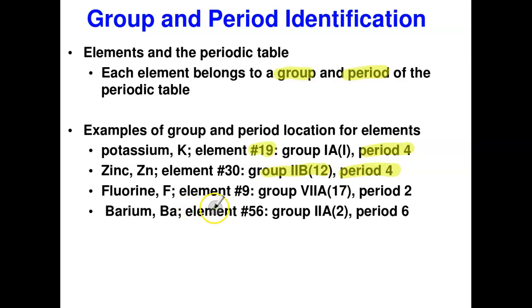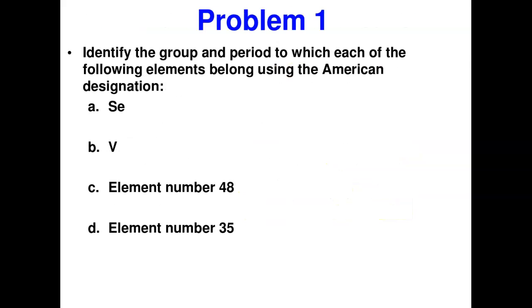Again, fluorine is element number 9. It's located in group 7A and it is in period 2. Barium, on the other hand, is element number 56. It's located in group 2A and is in period 6. So I want you to try out some of these things in your periodic table.